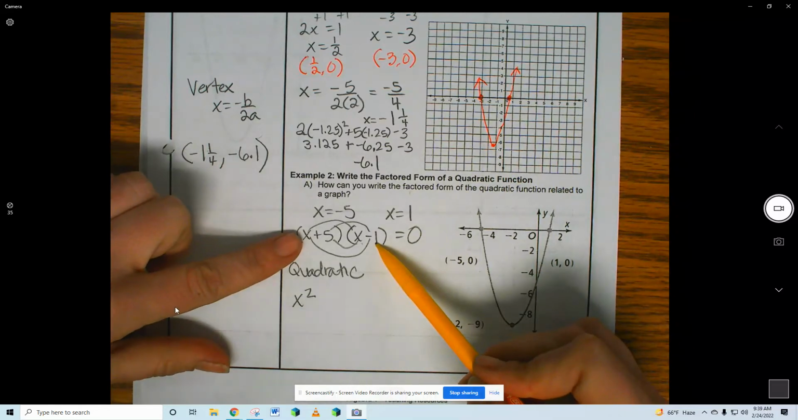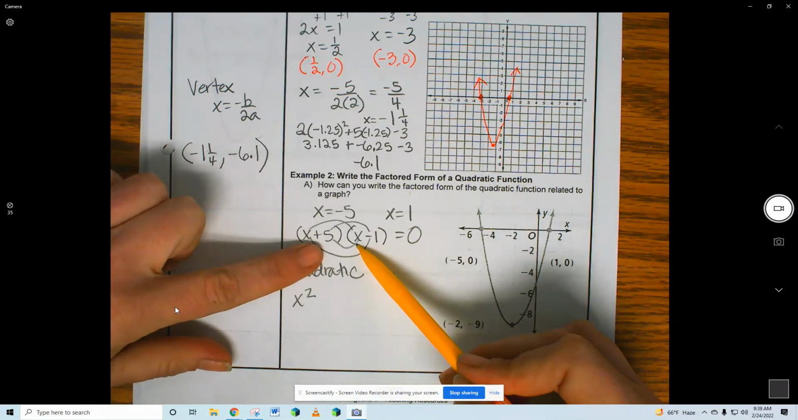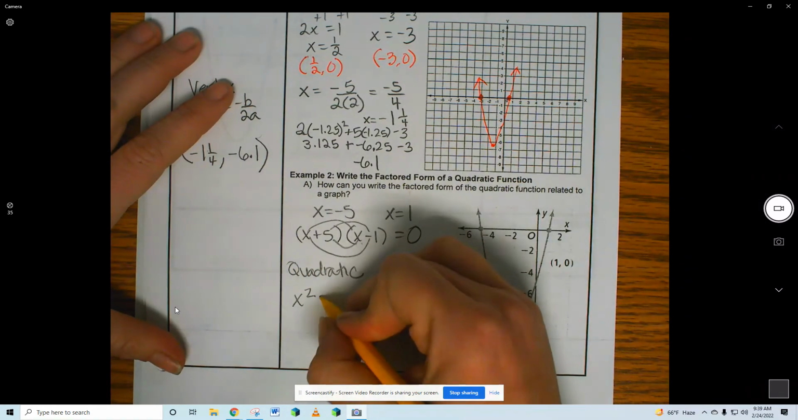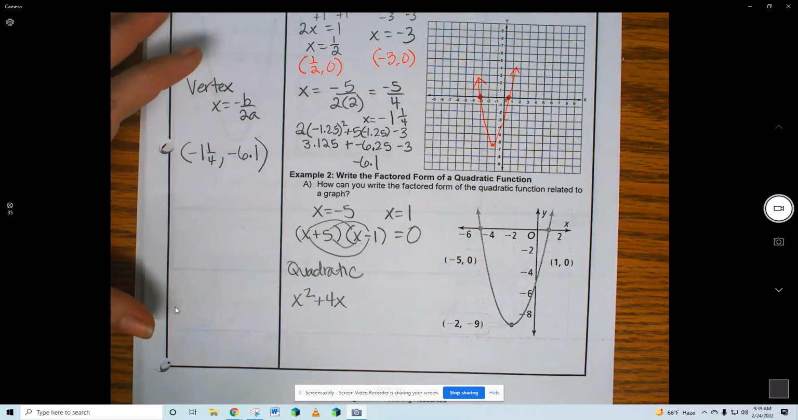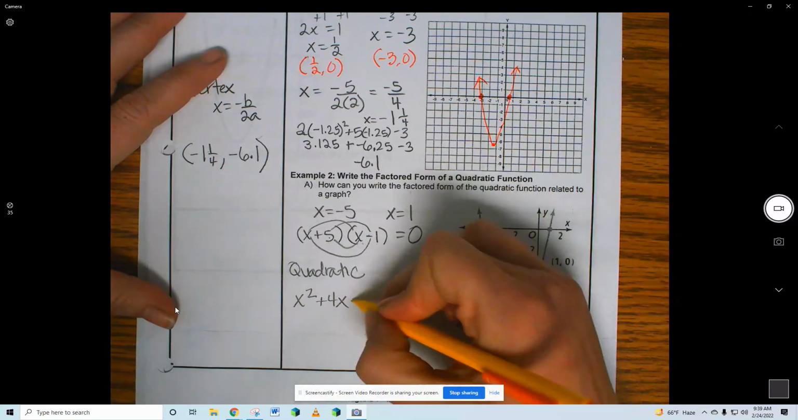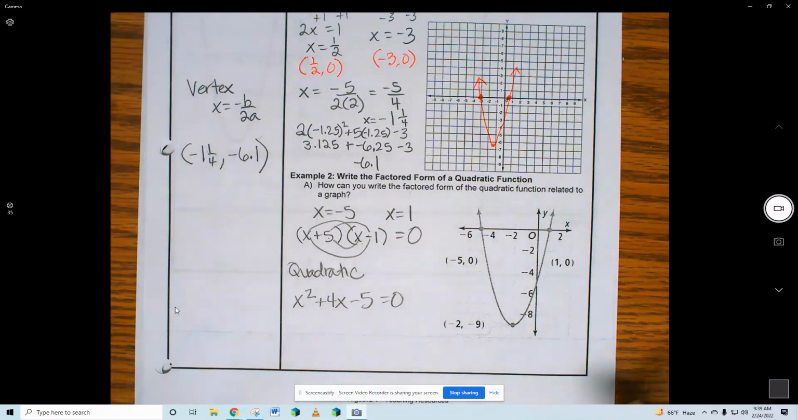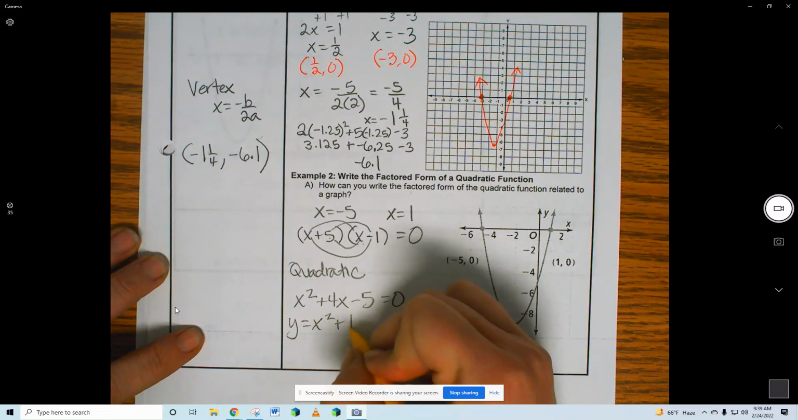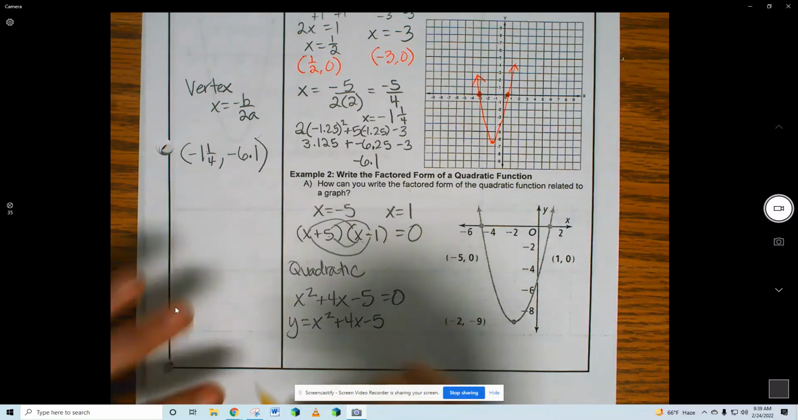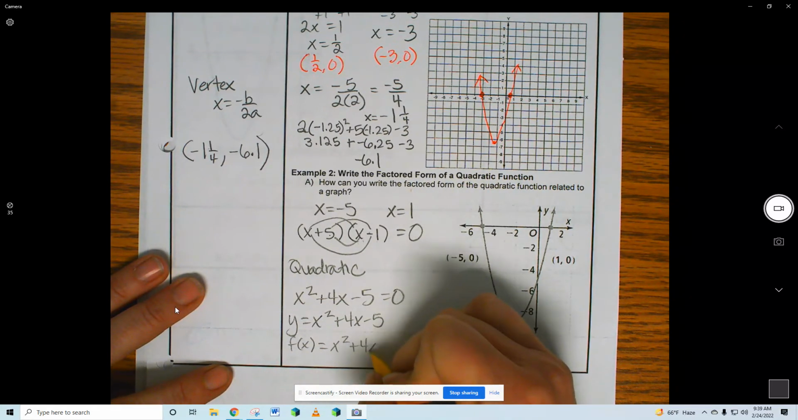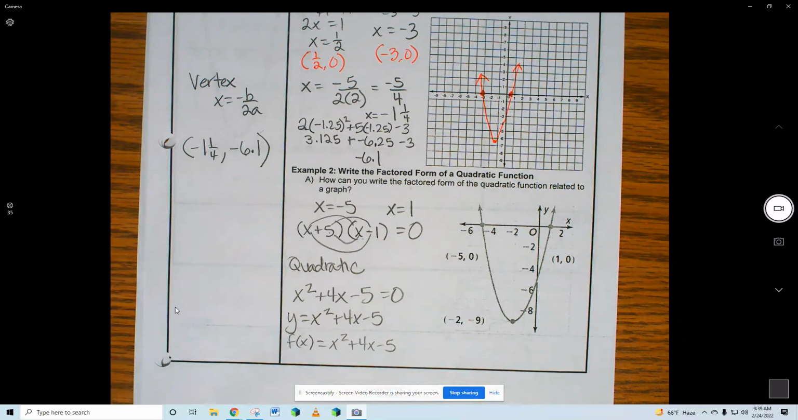Outside, -1x. Inside, 5x. What's that make? 4. Yep. What's last? 5 times -1, -5. That is, or maybe I could write, you could put y equals. I could put f of x equals.